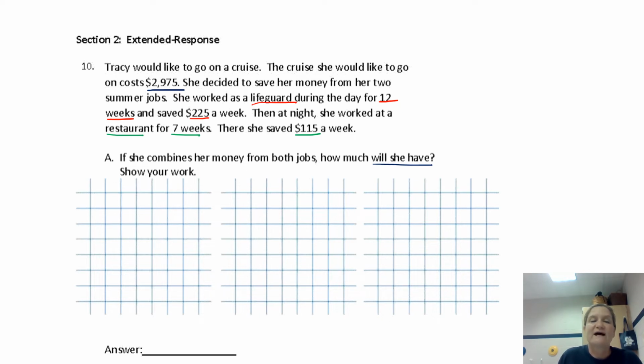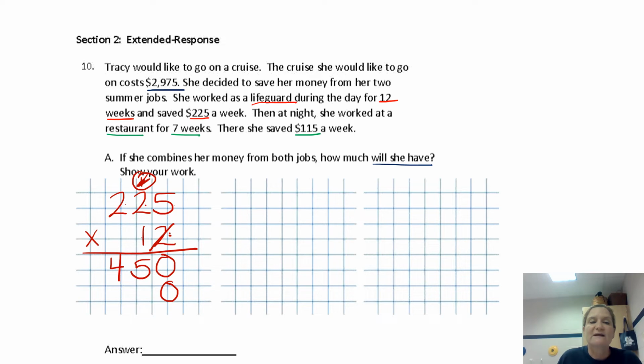Let's start by figuring out how much money she will have from her lifeguarding job. We know that she earns $225 every week, and she worked for 12 weeks. So we're going to multiply 225 times 12. 2 times 5 equals 10, carry the 1. 2 times 2 equals 4, plus 1 equals 5. 2 times 2 equals 4. Cross out the 2, add a 0 as a placeholder.